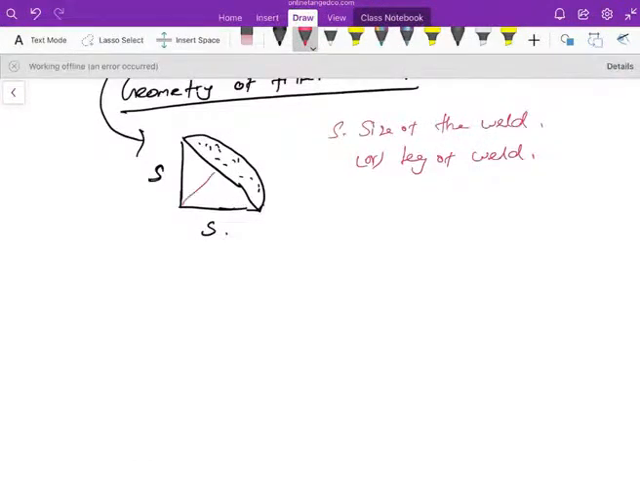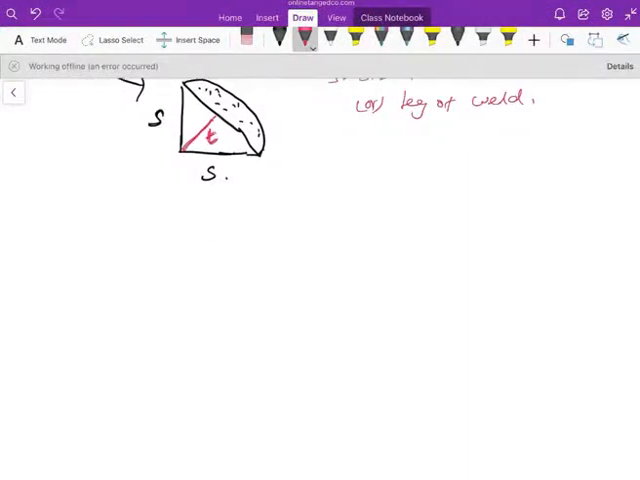Majorly, for design of welding, our major focus will be on the throat thickness. Okay, this throat thickness is what we use for design calculations. Let me zoom out this one further. It will look something like this.